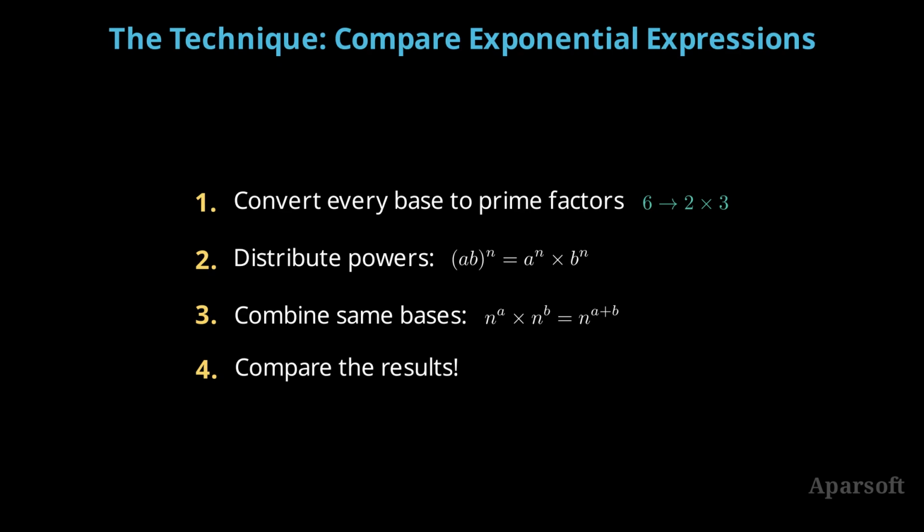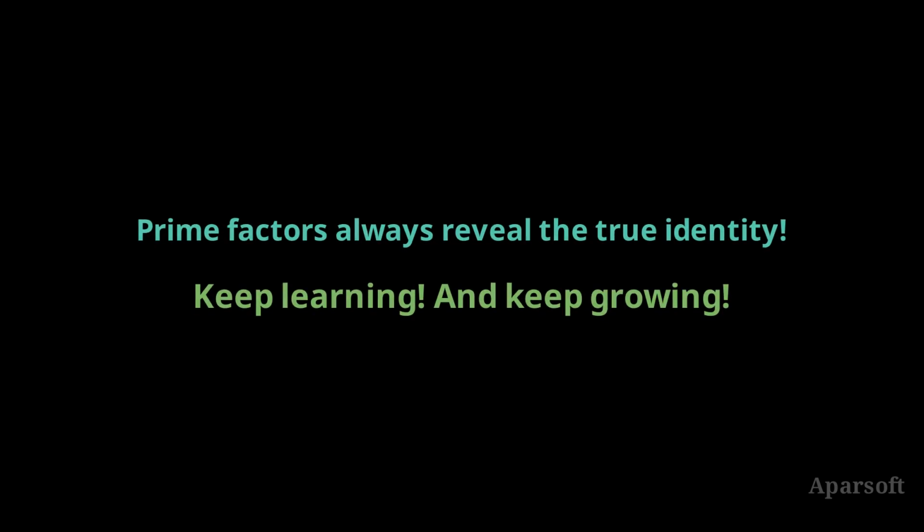And then, just compare. Different outfits. Same number underneath. Numbers can wear many disguises, but prime factors always reveal their true identity. Now you can strip away any exponent costume and see what is really underneath.